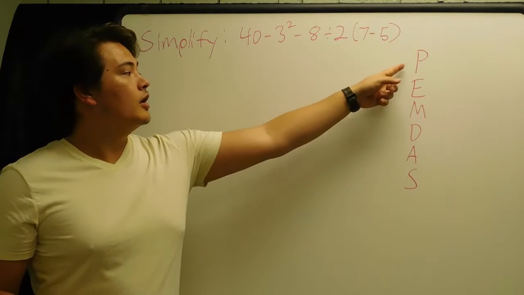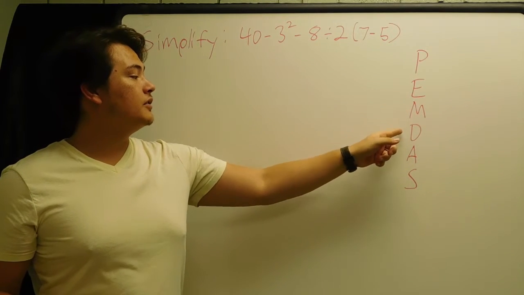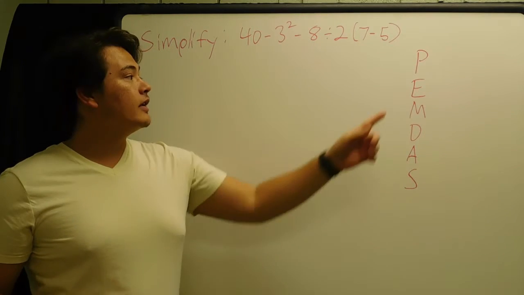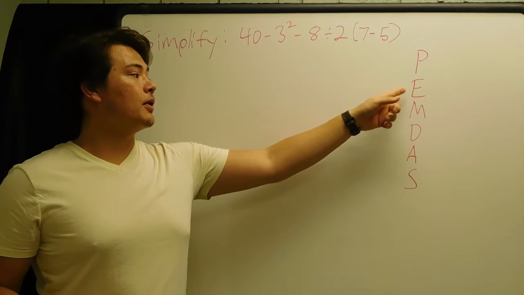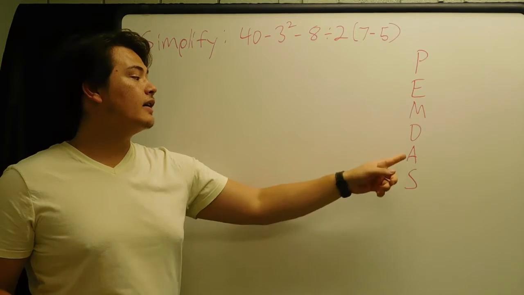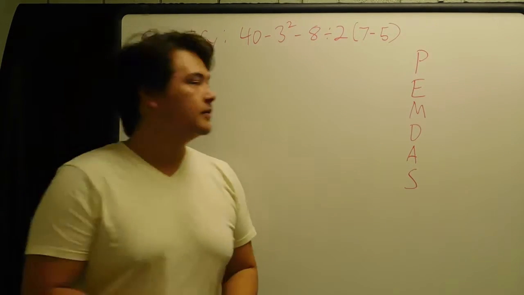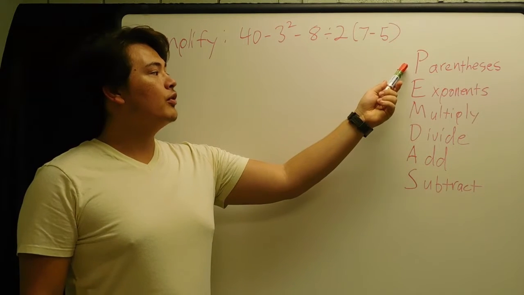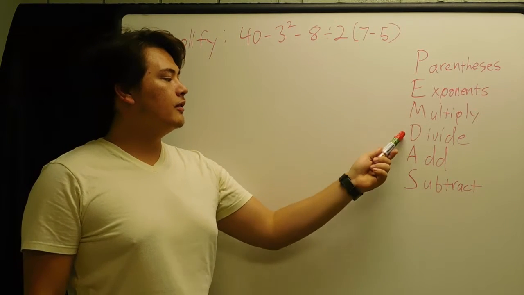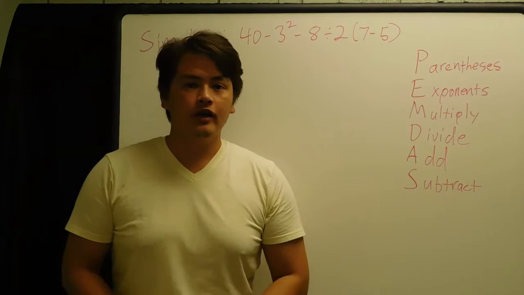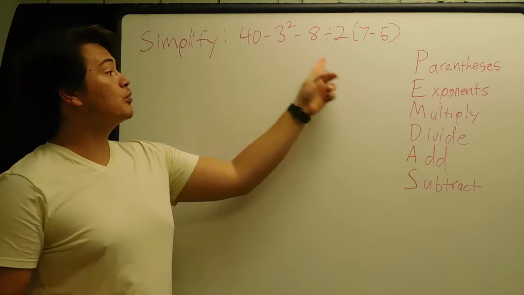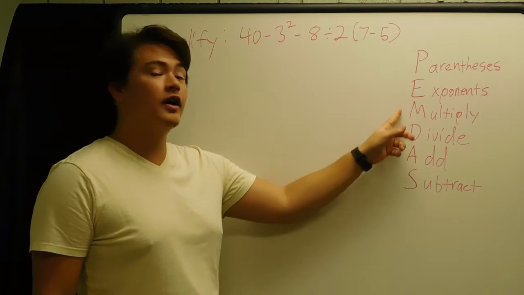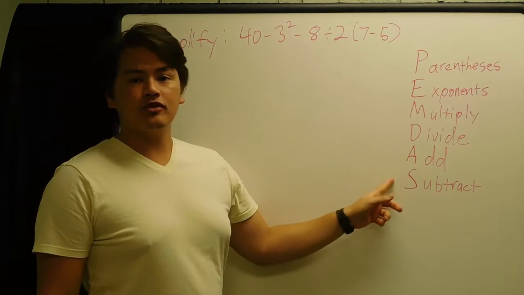This acronym, please excuse my dear Aunt Sally. What these letters represent is parentheses, exponents, multiply, divide, add, subtract. So these are your orders of operations. And that's how you're going to tackle this problem, starting with the parentheses, then the exponents, then you're going to multiply and divide, and then add and subtract.